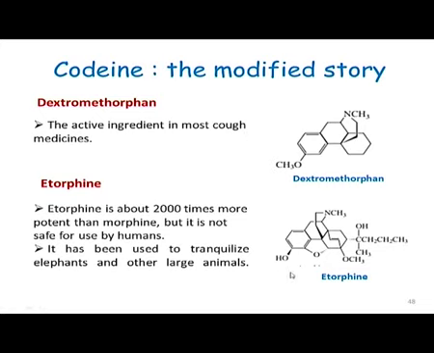Likewise, another chemical modification on this molecule, morphine, gave another compound here, but although this compound was found to be 2000 times more potent than morphine, it was also extremely toxic and was not advised for humans, and generally it is used to tranquilize elephants and other large animals.